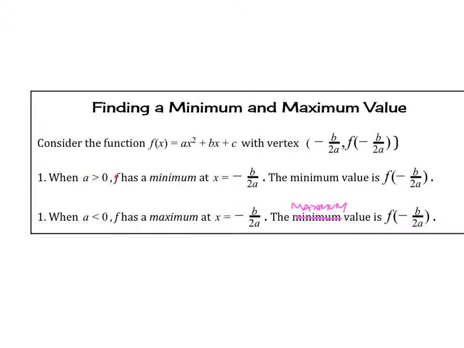When a is greater than 0, f has a minimum at x equals negative b over 2a. So greater than 0, that means it opens up. So we see that that is a minimum value. And that minimum value we refer to as the y value of that vertex. So if we have a less than 0, that means it's a negative leading coefficient. We know it opens down, and therefore we know this is our maximum value. And again, it's that y value of that vertex.